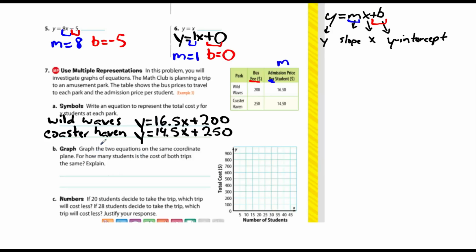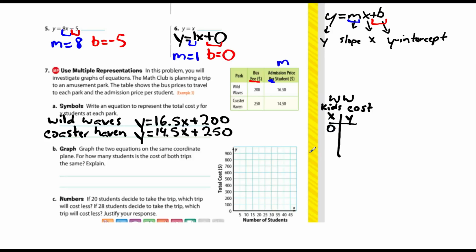Now we just have to graph them. So to go from equation to graph, because we're still new at this and it doesn't hurt to practice, we've been making tables here. So we'll start with Wild Waves. So x is our kids, and y is our, it tells us here, is our cost. Okay. So if we start, the fewest number of kids we can bring is 0 kids.